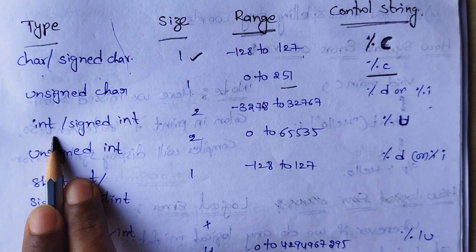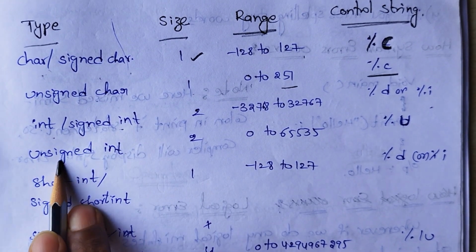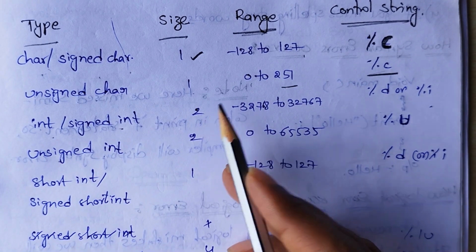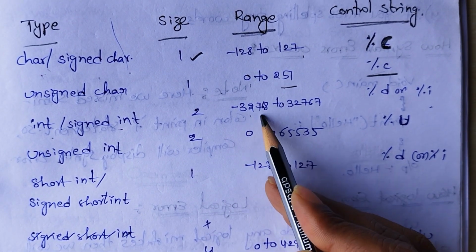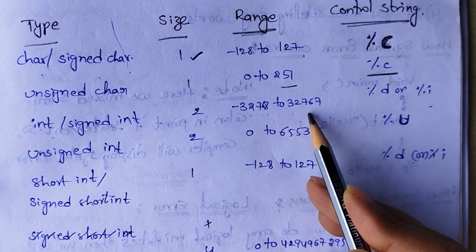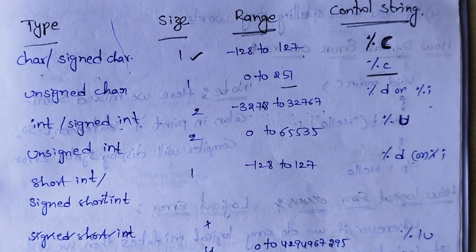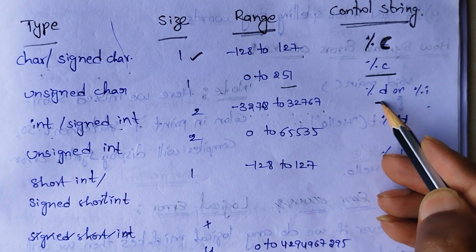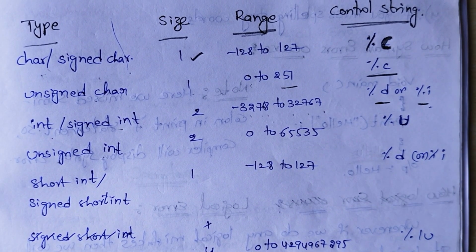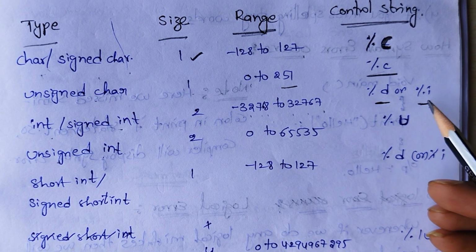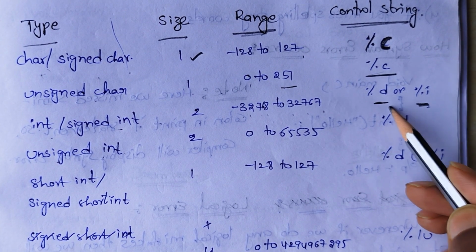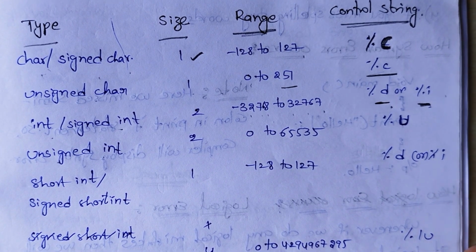And next, integer or signed int and unsigned int. The size of the integer is 2 bytes. The range is minus 32768 to 32767. And integer values we can declare with percentile D or percentile I. If you refer to some textbooks, they give percentile D, and in some other textbooks they use percentile I. Don't get confused here. Percentile D and percentile I are both the same.